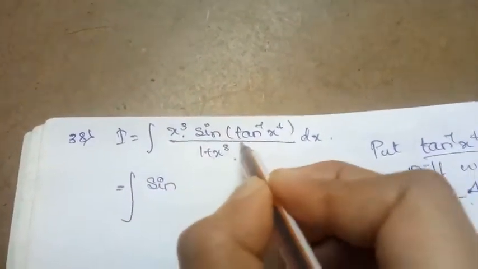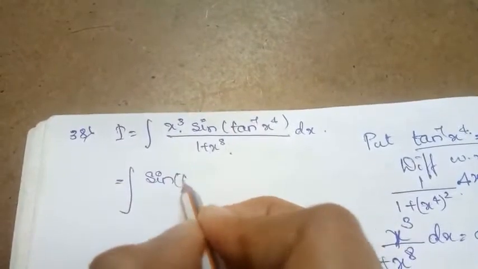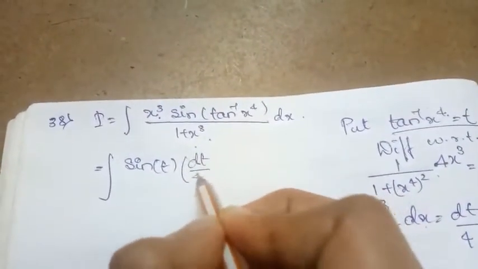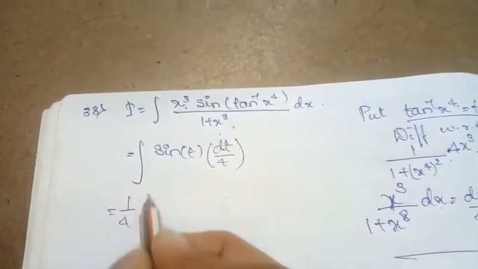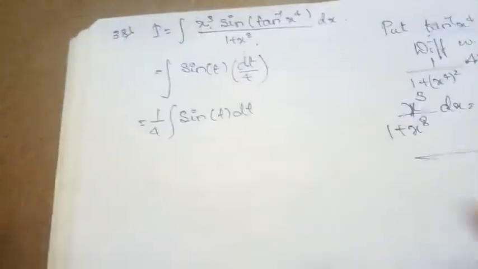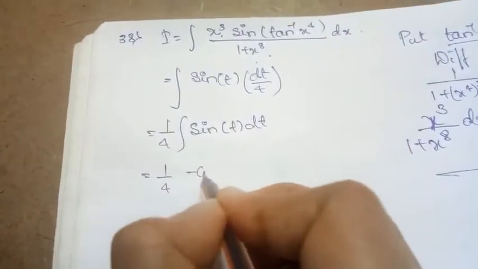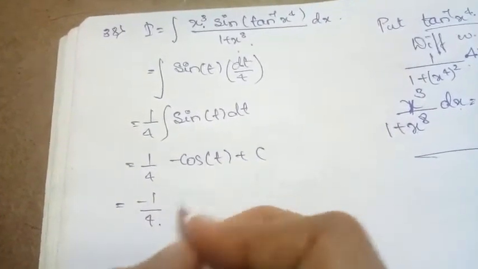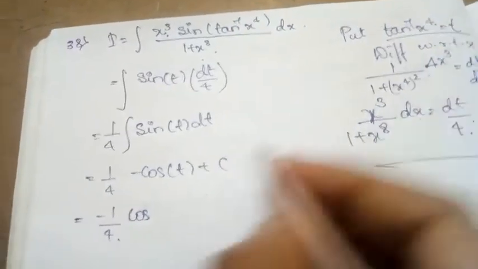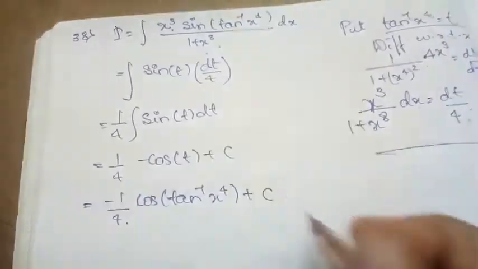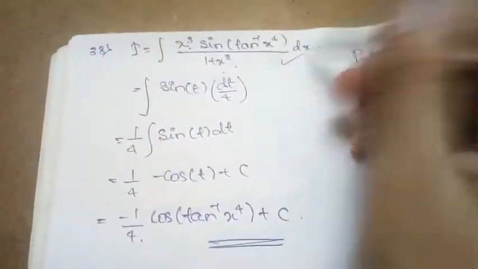Sine of t, since I have taken tan inverse x power 4 equal to t, and we got x cube divided by 1 plus x power 8, dx equal to dt by 4. So taking the constant outside the integral, we get 1 by 4 integration of sine t dt, and we know that integration of sine t dt is nothing but minus cos t plus c. It is nothing but minus 1 by 4 cos of, what is the value of t here? It is tan inverse x power 4, plus c. So this is the integral of the given question.